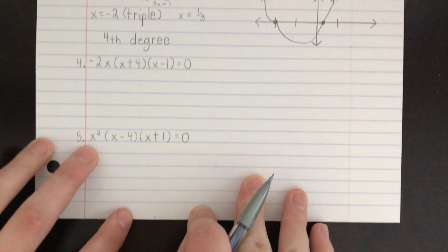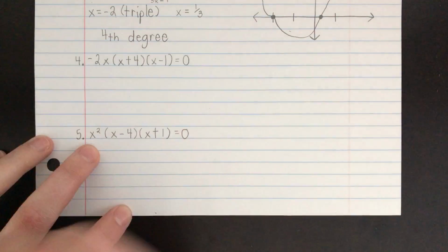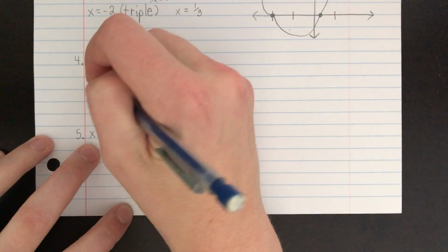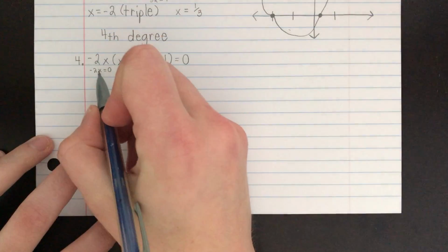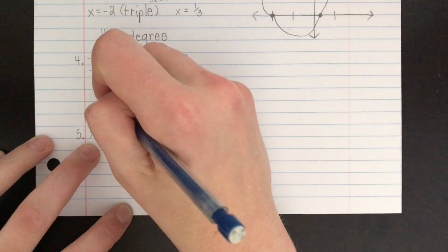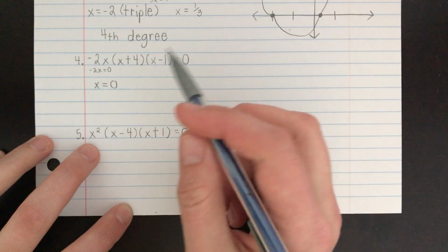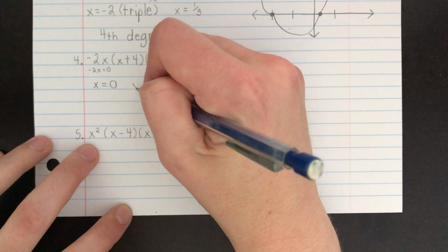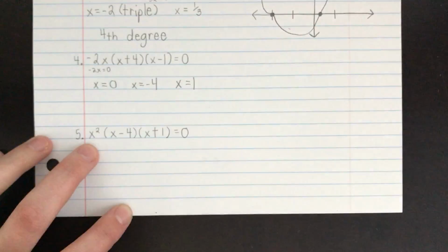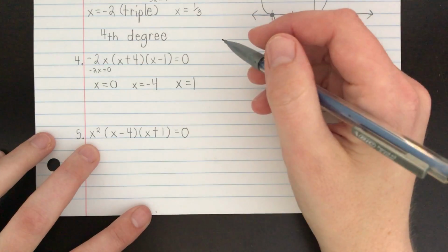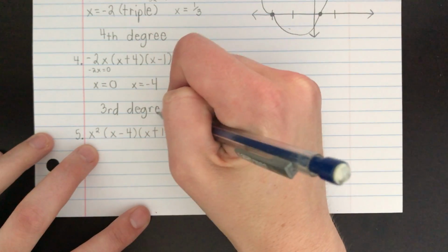All right, so next example. Here I have a factor, a factor, a factor. Even though that factor is not in parentheses, it's still a factor. If you set -2x equal to 0 and solve, you divide both sides by -2, you still get x equals 0. That's a single that's not squared or anything like that. Okay, x equals -4 is a single. X equals +1 is also a single. Okay, so I've got 3 singles, which means I have a 3rd degree polynomial.